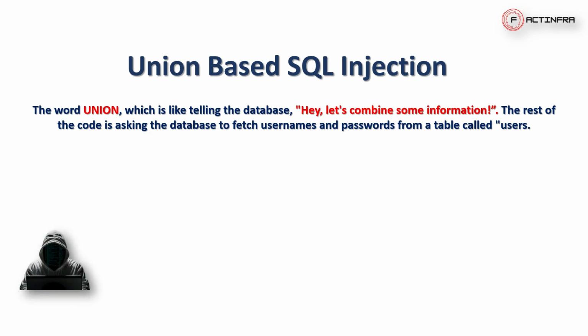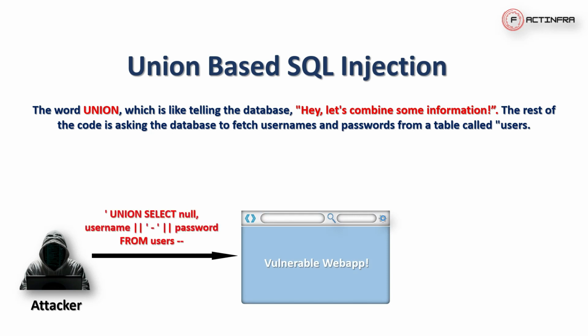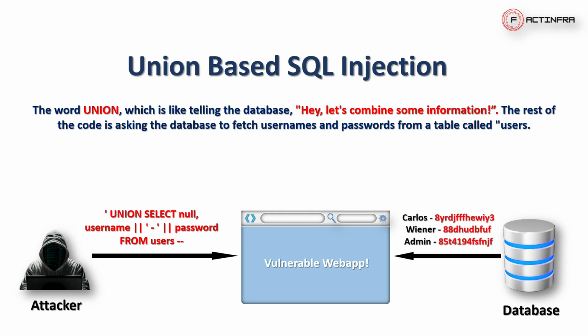So this is the scenario. Let's say I'm giving you the scenario again. The attacker is injecting a union-based malicious SQL query into the vulnerable web application, and you can see the single quote, union select null, username, and some pipes, or you can see the whole query. Basically we are retrieving the username and the password from the users table. The vulnerable web application interacts with the database and retrieves the username and password from the users table. So this is the scenario of union-based SQL injection.